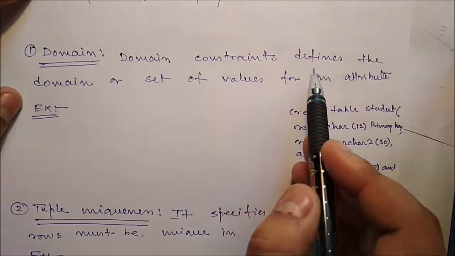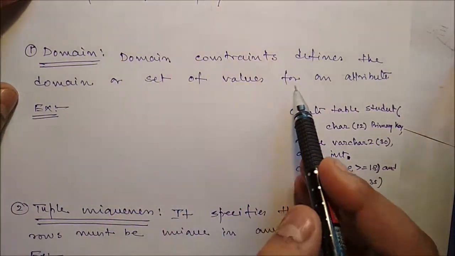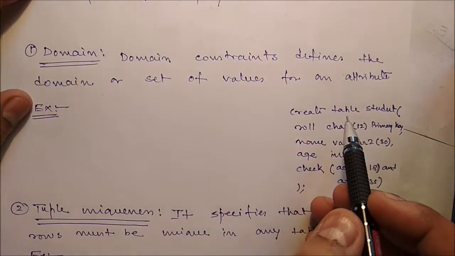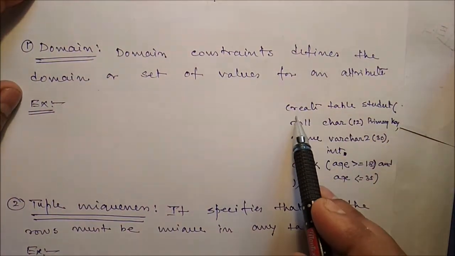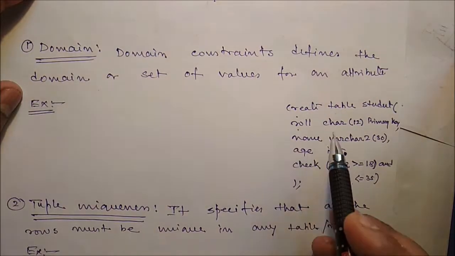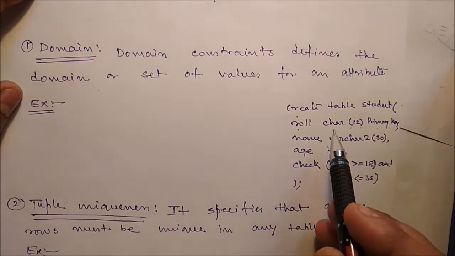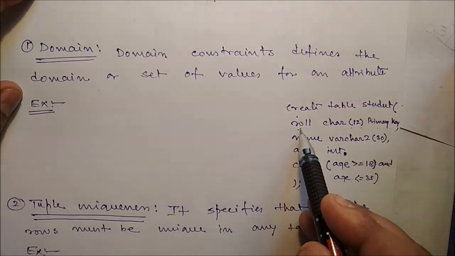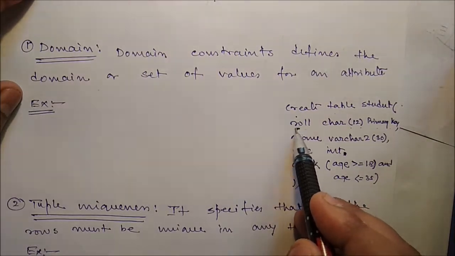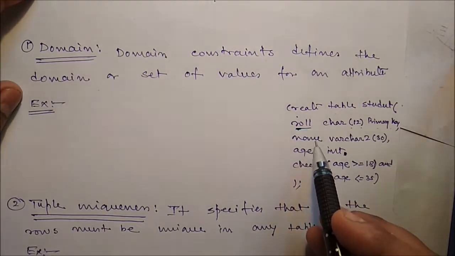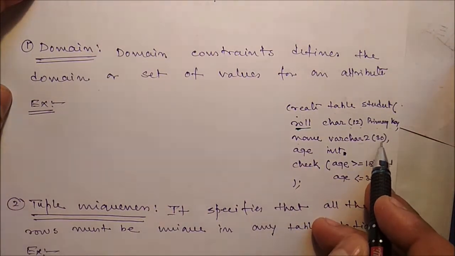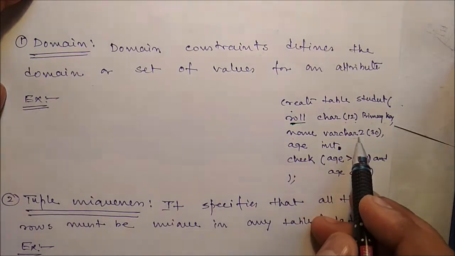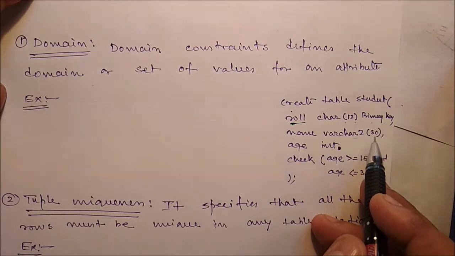Now domain constraint defines the domain or set of values for an attribute. Suppose we can see one simple example. Create a table student, roll number, char 12, primary key. That means roll number should be the primary key, through which we can identify any of the entities uniquely. Name is varchar2 and 30, that means variable character, and the maximum size should be 30.